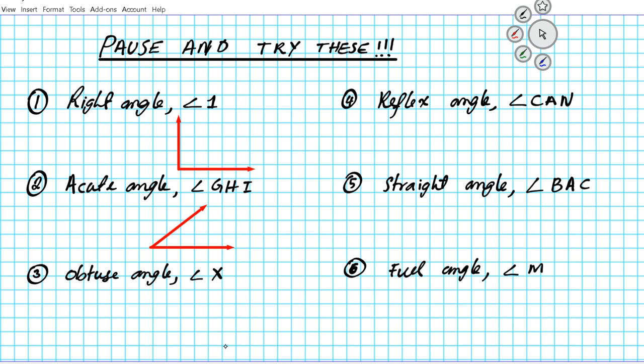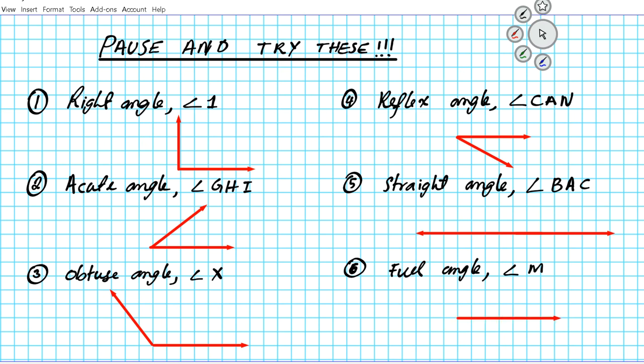For number 3, we have an obtuse angle. It's between 90 and 180. And then here we have a reflex angle, which is between 180 and 360. And then for number 5, we have a straight angle. And then number 6, we have a full angle.